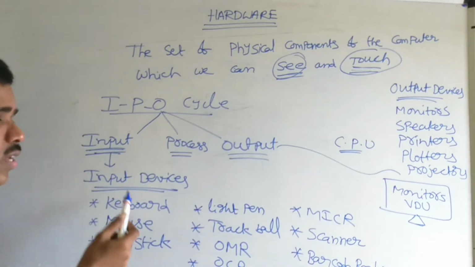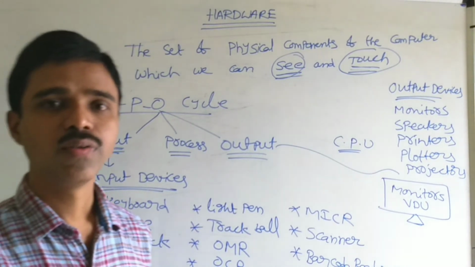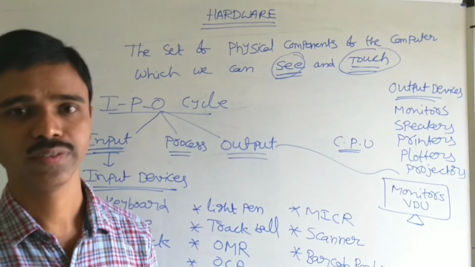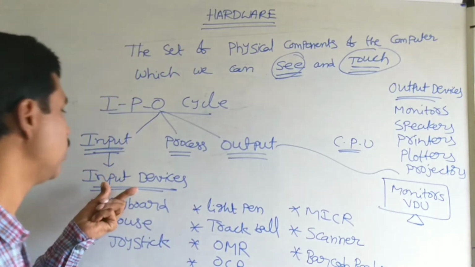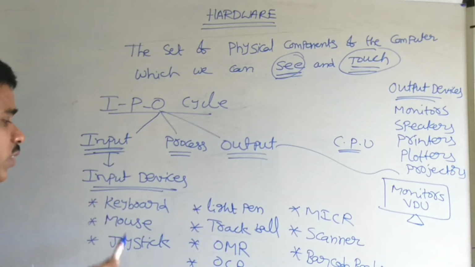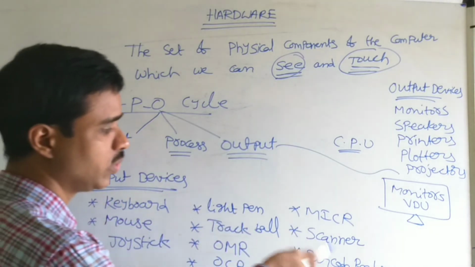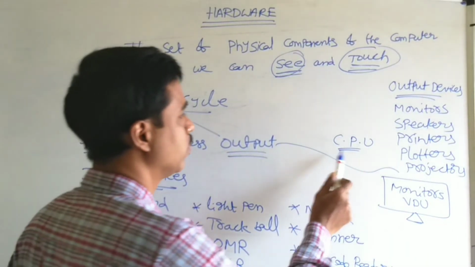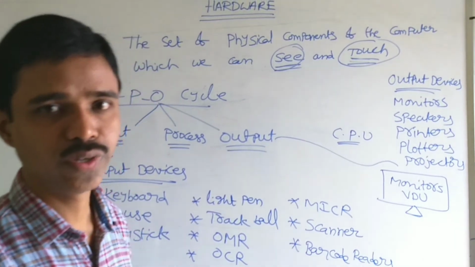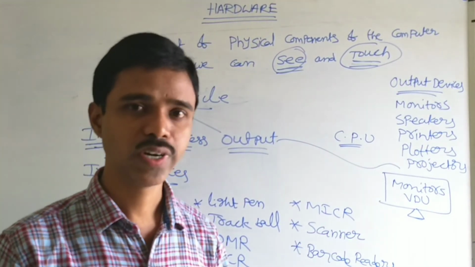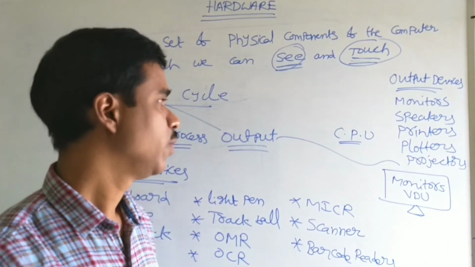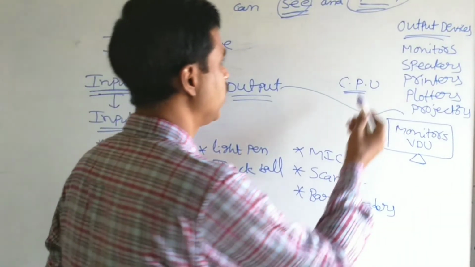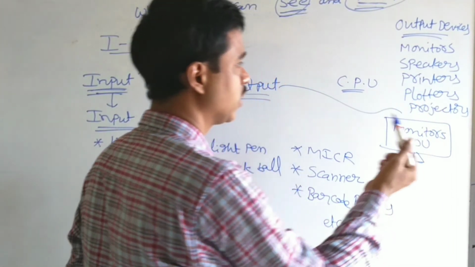Input means the device which is responsible to input the data into the system, the device which is helping us to enter the data into the computer. Those are called input devices. We have several input devices using which we can enter the data into the system. Coming to the process, CPU, central processing unit. As it is located on a small chip, it is also called a microprocessor. Based on that our computer performance will be decided. And coming to the output devices, monitors, speakers, printers, plotters and projectors.